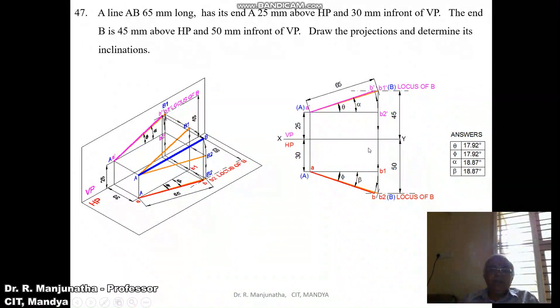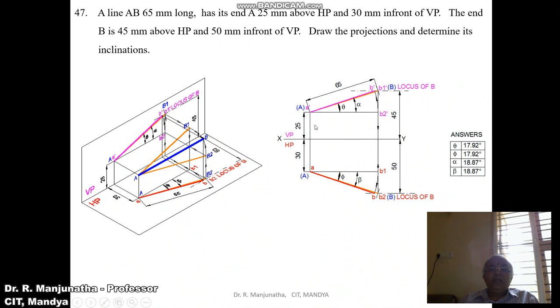When you join B dash and B, both should lie on the same line. Then only our solution is right. And then show the notations here. This notation of theta is the true inclination with respect to HP, and alpha is the apparent inclination with respect to HP. So show the dimensions. This is 25 and 30 and 45 and 50.